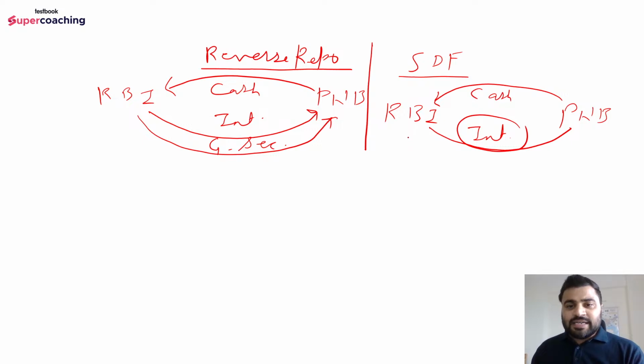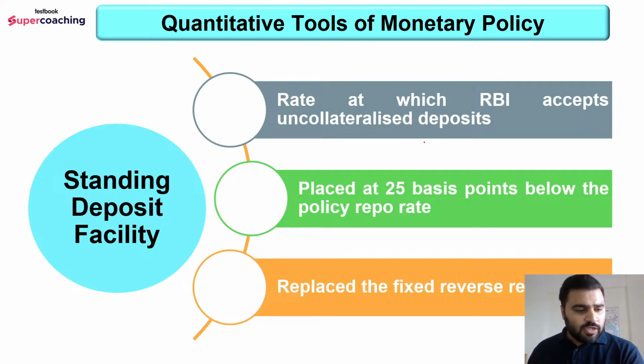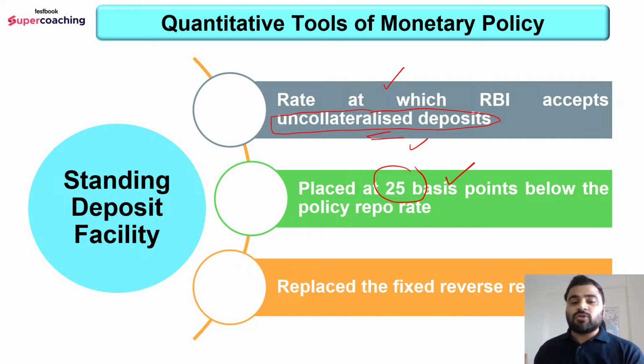But here collateralization is not involved. In the case of reverse repo, we have seen that government securities have to be kept as a collateral with the Punjab National Bank by the Reserve Bank of India. But in the process of standing deposit facility, there is no collateral involved. So this is the major difference between the SDF and the reverse repo rate. The standing deposit facility is the rate at which RBI accepts uncollateralized deposits, right? In the case of reverse repo rate, it is a collateralized deposit, but in the case of standing deposit facility, it is an uncollateralized deposit, and it is always placed at 25 basis points below the policy repo rate.